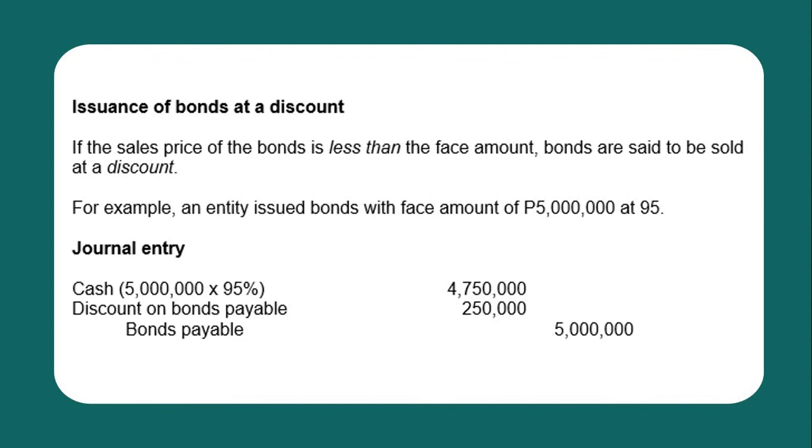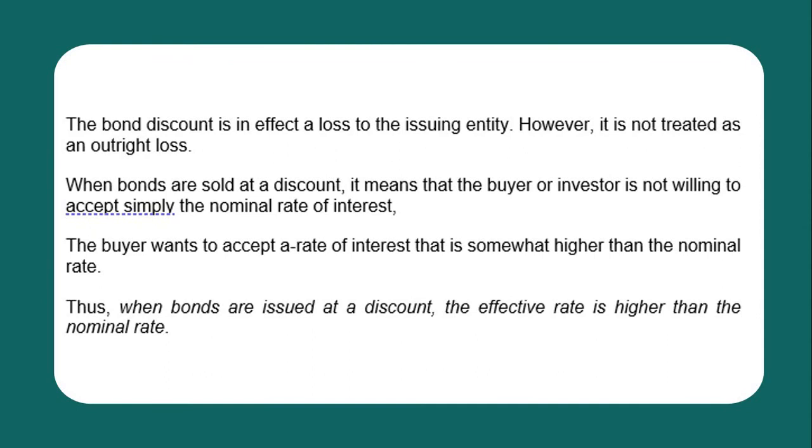So, 4,750,000. Then the discount is 250,000, so we debit it: discount on bonds payable 250,000. And credit bonds payable at par value or at face value, 5 million. Now, unlike the premium, bond discount is in effect a loss to the issuing entity. However, again, it is not treated as an outright loss.